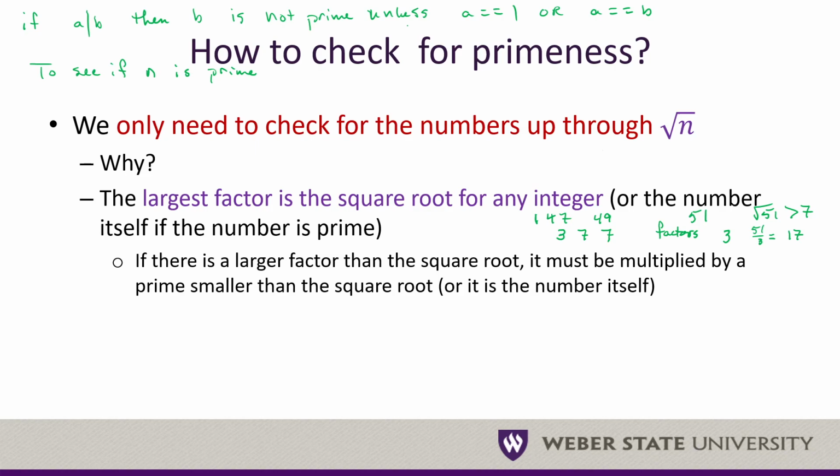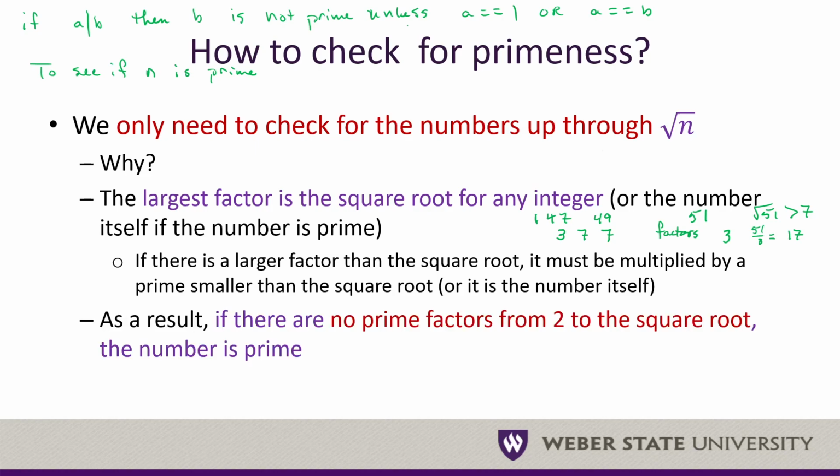So if there is any factor less than the square root, then it's not going to be a prime number. And that's really all we're trying to say. If there are no prime factors from 2 to the square root, then there aren't any prime factors greater than the square root. All you have is the number itself, which must be prime at that point. So I only have to check through the square root. How can I do that?